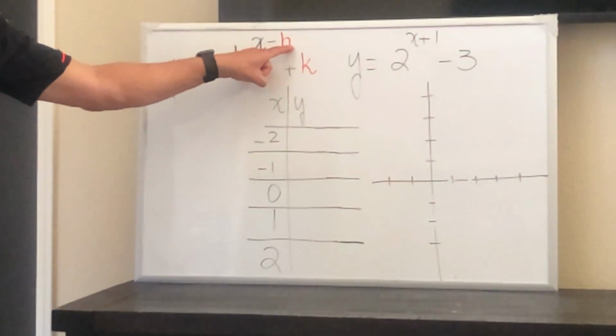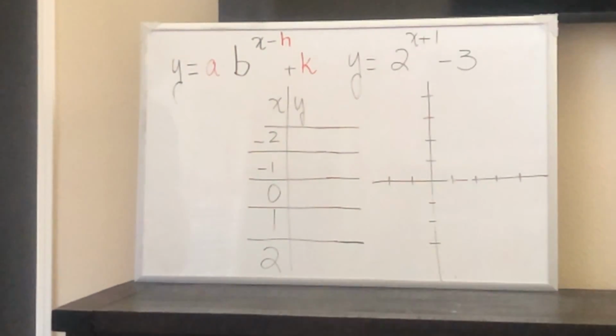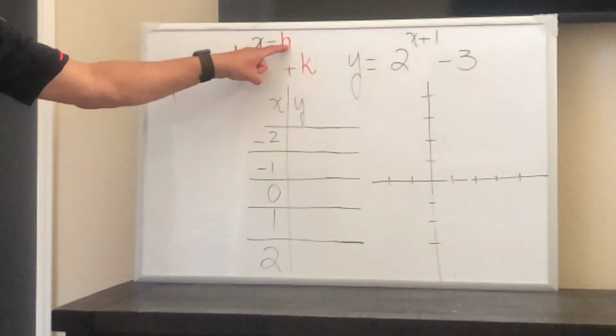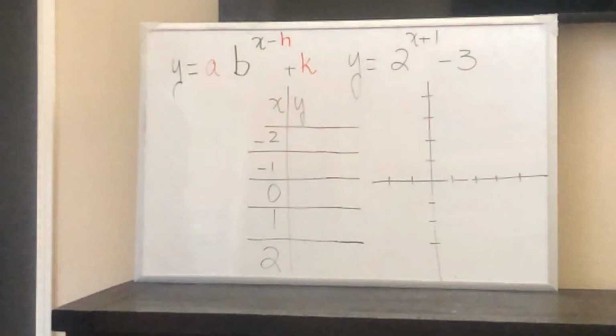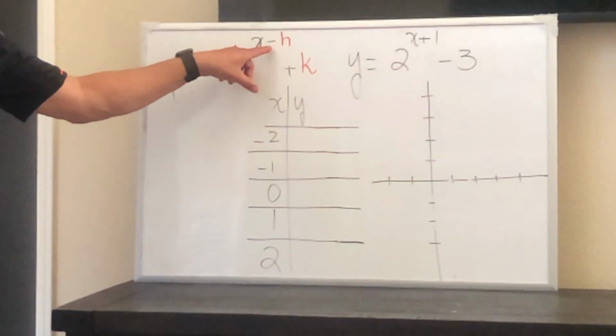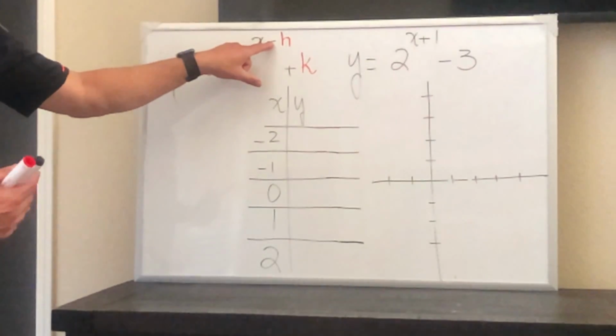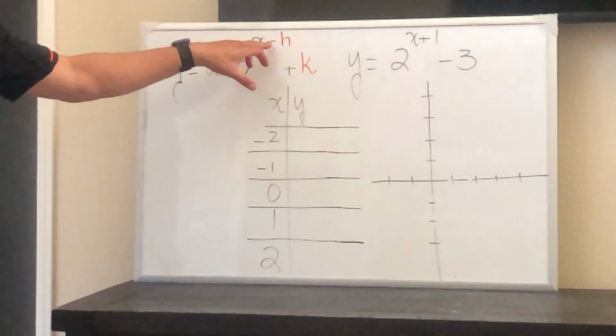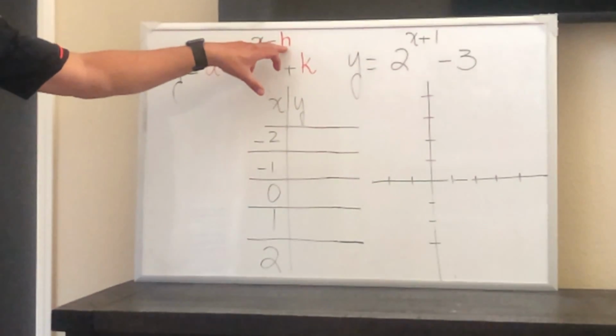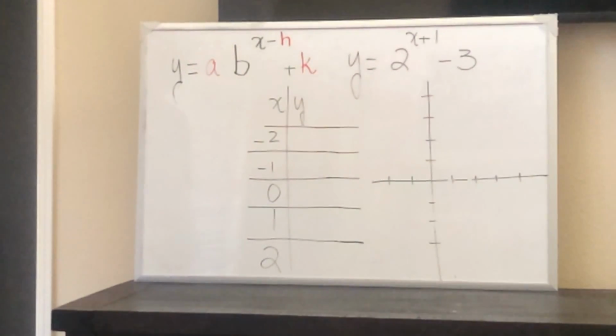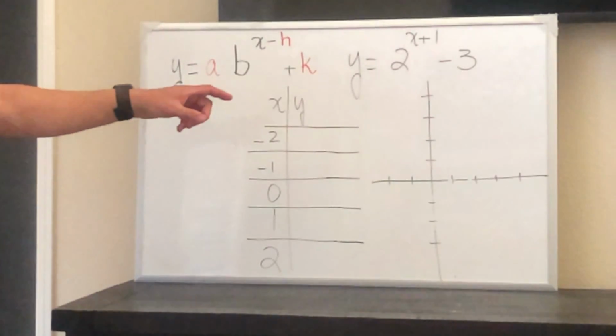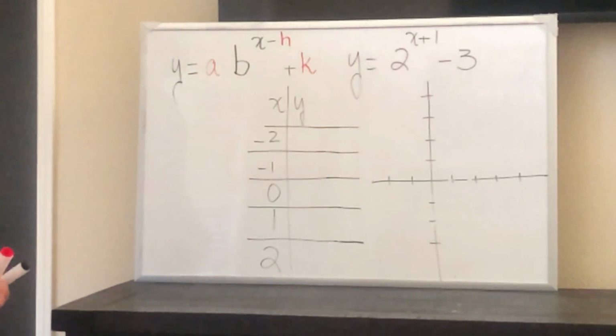h, as you recall, is in charge of translating the graph to the left or to the right. And as always, if it's a horizontal transformation, we want to be careful with the signs and the actions. So we're going to keep in mind that h comes with a negative sign in the formula. k is in charge of vertical translations, that's shifting up or down.